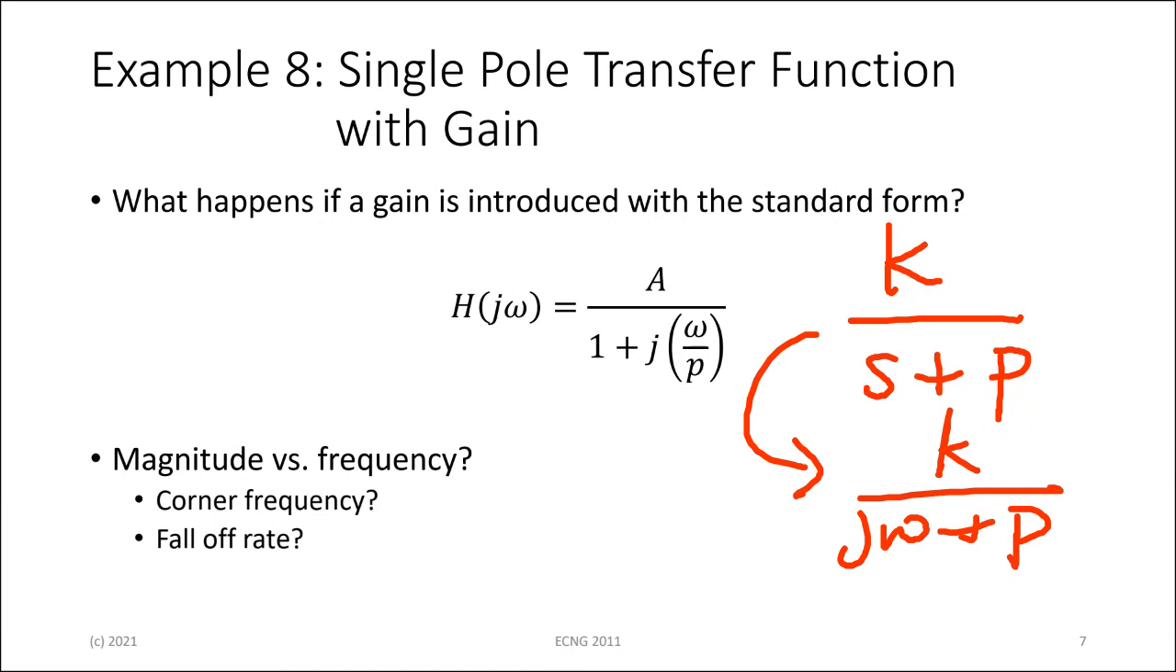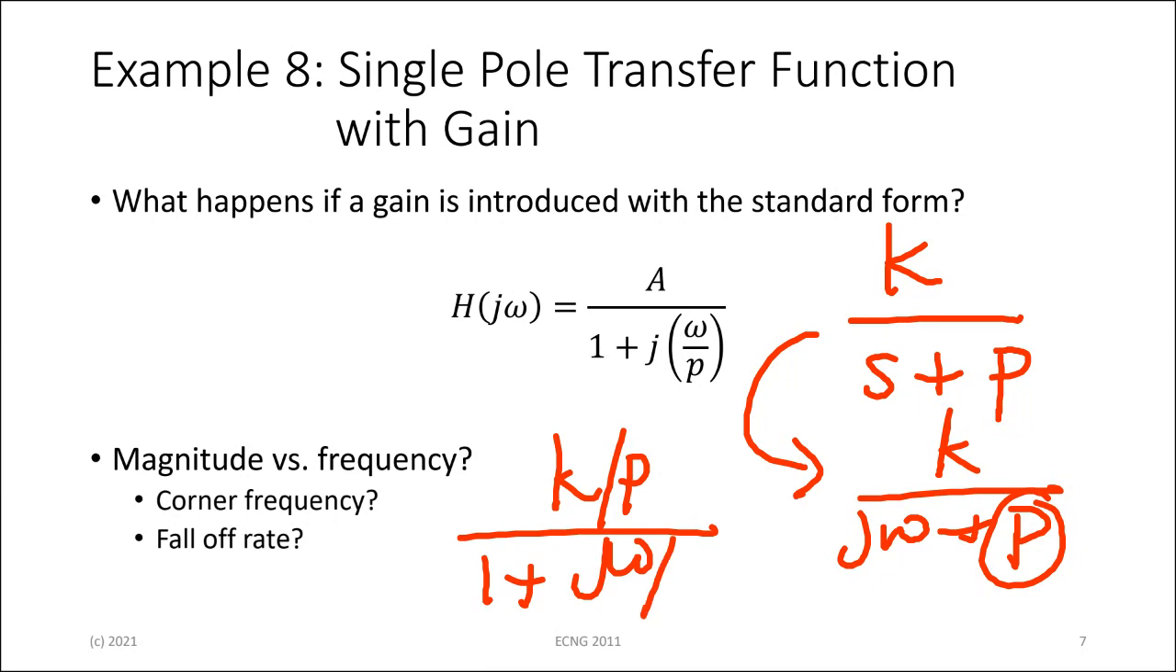And then the next step is to express it in the standard form. So you're going to have to divide through by p so that you get K over p over 1 plus j omega over p, right? And then, of course, you convert everything to decibels. So in our case, this thing K over p is A here. So nothing strange is going to happen there. You take logs of everything as you did before.